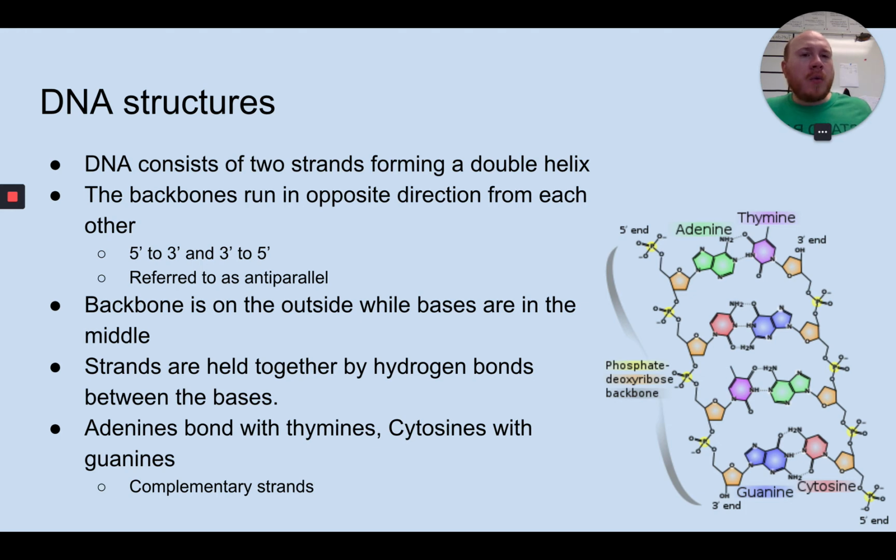So A's always bond with T's and C's always combine with G's. And so we call these complementary strands. So if you have A, T, C, G, you have T, A, G, C. And so that's what we mean by a complementary strand. And both strands can carry instructions for proteins, but they might not necessarily line up in the same way.